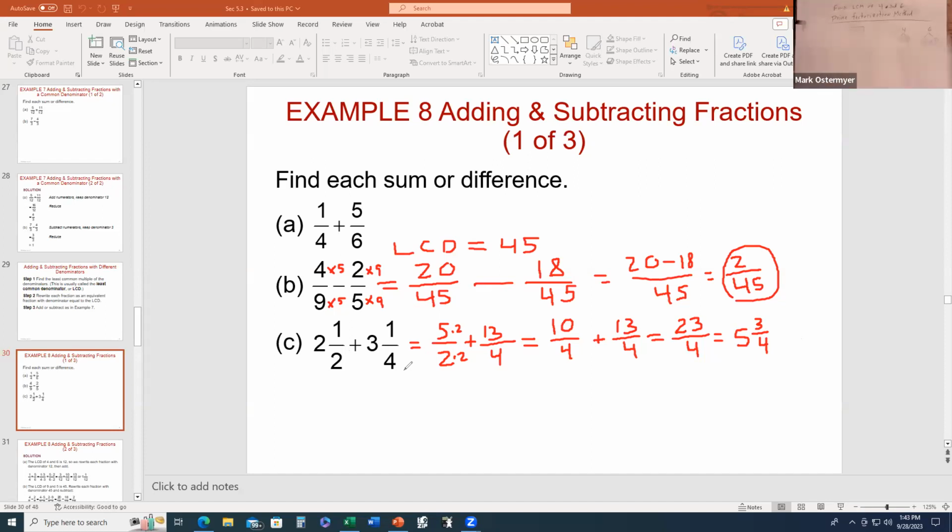I could have added them together by leaving them as mixed numbers, and I could have worked it in what's called vertical format. So, ladies and gentlemen, I'm going to show you another way in which you can add those mixed numbers together, 2 1/2 versus 3 1/4, and I'll let you decide what method you want to use. To add these mixed numbers together, you could have also worked vertically and left them as mixed numbers.